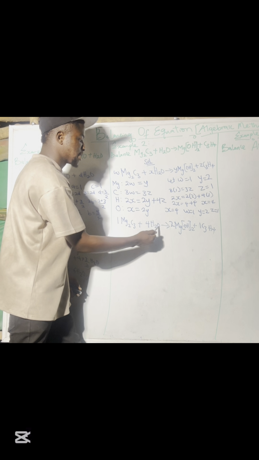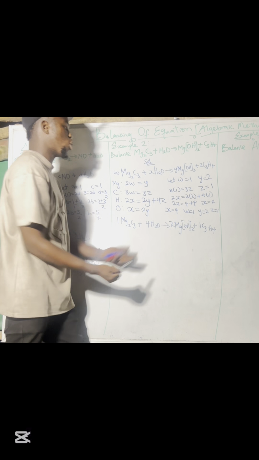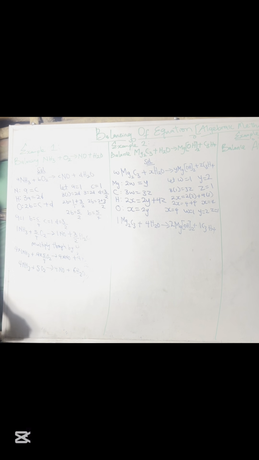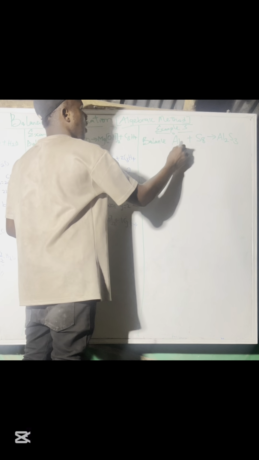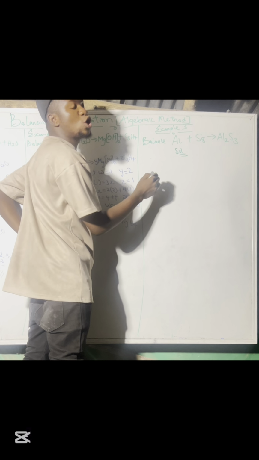Let me check for the oxygen. I have 4 oxygen here. Then I have 2 oxygen here. The coefficient is 2. So 2 times 2, 4. So all this equation is balanced. Do this one. If you represent the coefficient by letters, let me use P, Q, R.